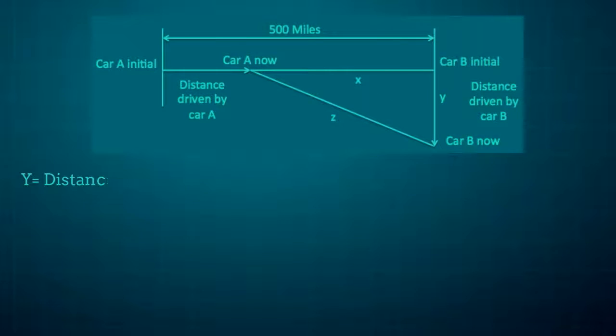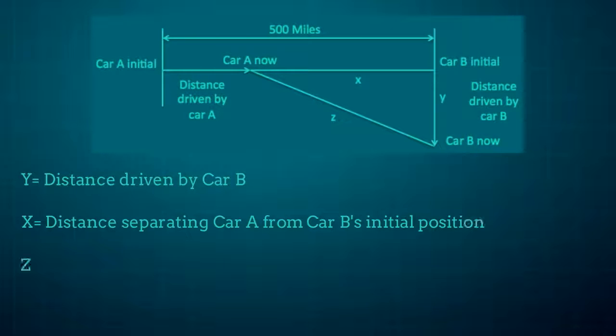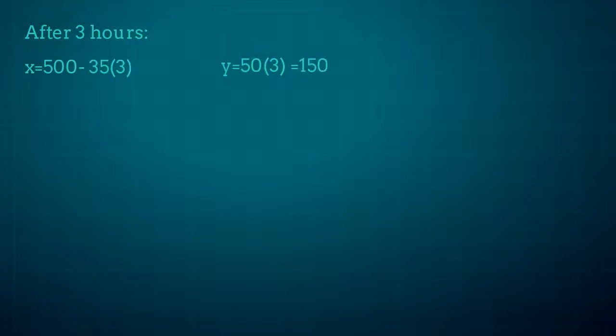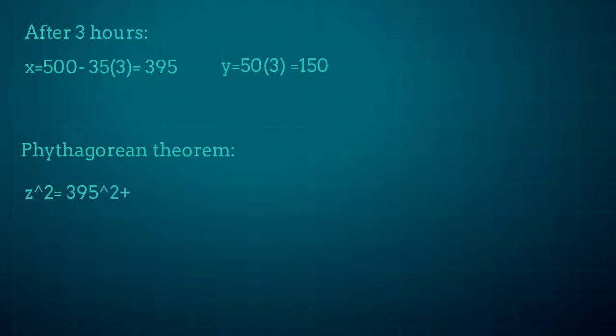In this figure, y represents the distance driven by car B, x represents the distance separating car A from car B's initial position, and z represents the distance separating the two cars. After 3 hours of driving time, we have the following values of x and y. X equals 500 minus 35 times 3, which equals 395. Y equals 50 times 3, which equals 150. We can use the Pythagorean theorem to find z at this time.